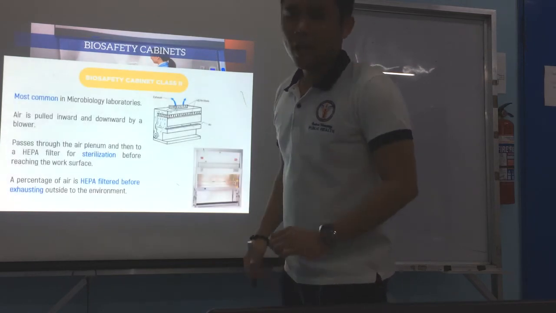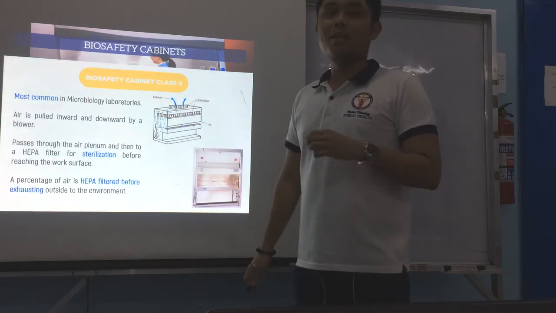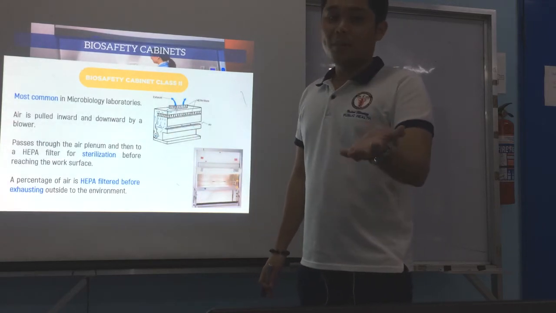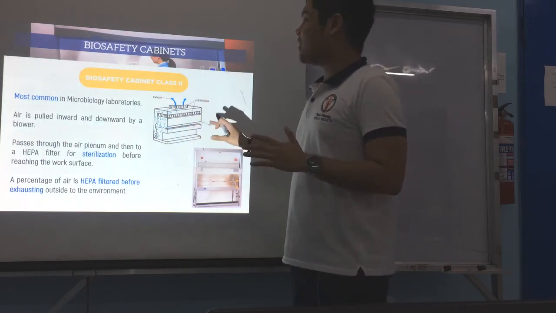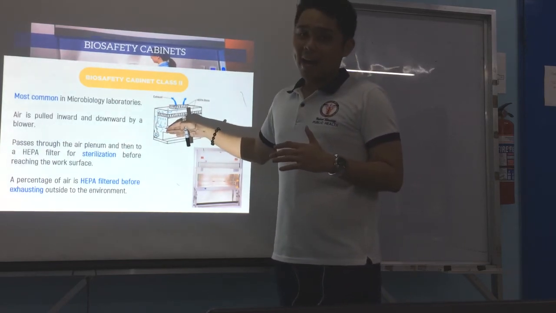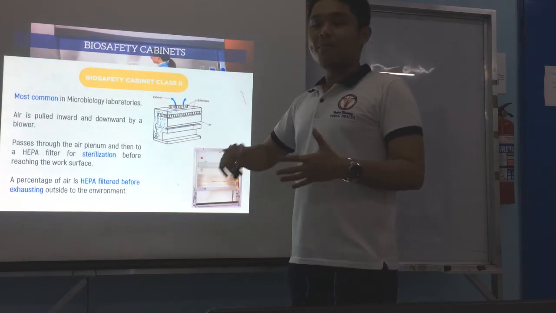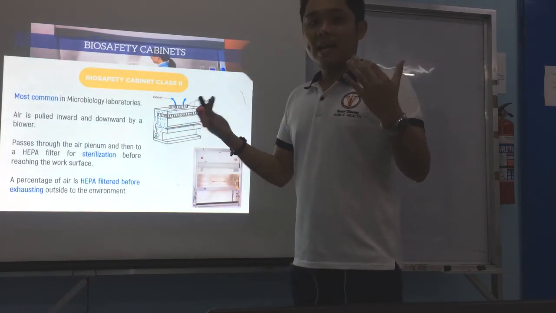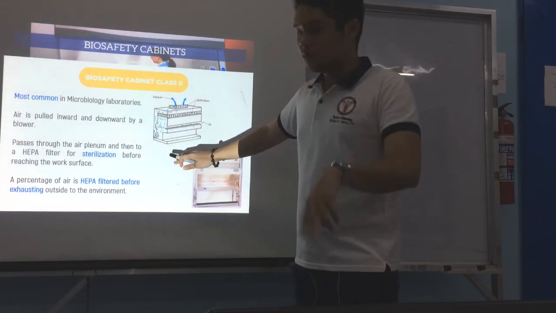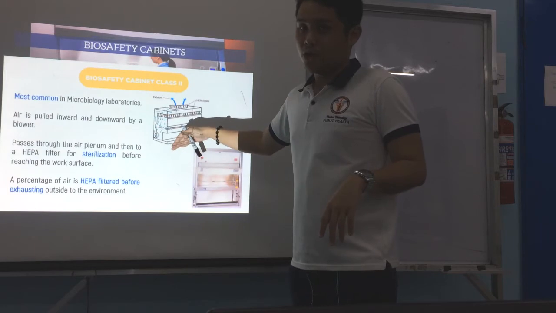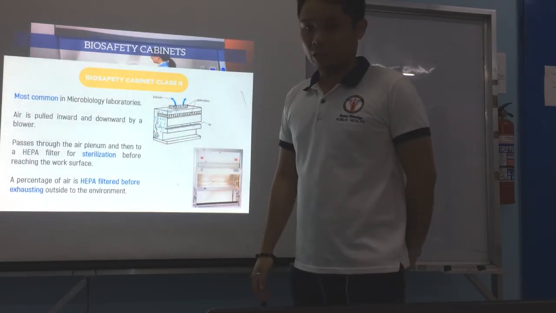Okay. Alright. So, the BSC Class 2 is the most common biosafety cabinet in microbiology laboratories. Now, the difference between BSC 1 and BSC 2 is that in BSC 2, the air coming in through your cabinet is already sterilized through a HEPA filter. Okay? Recall, BSC 1 does not sterilize the incoming air. Whereas in BSC 2, the incoming air is sterilized. And then, of course, the outgoing air is also sterilized through a HEPA filter.